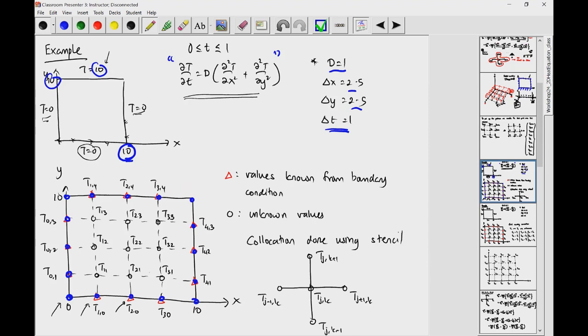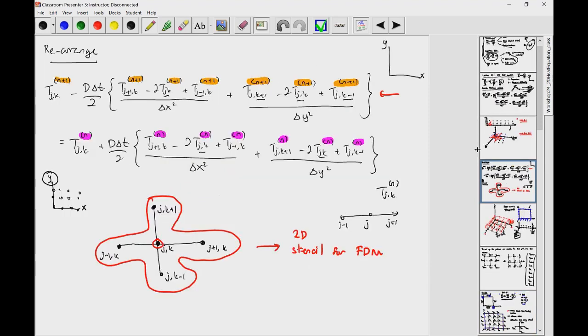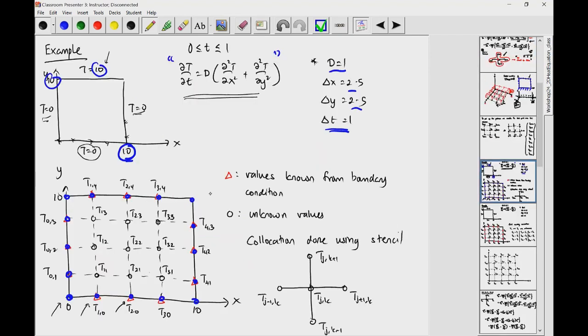As I've said before, if you're using the Crank-Nicolson scheme, it always involves this two-dimensional stencil. So what we want to do is apply this entire equation, which means applying this stencil across the points that we have. This is our stencil here. You want to collocate it at point j, k, meaning that you're going to apply this stencil at each of the unknown points that we have.